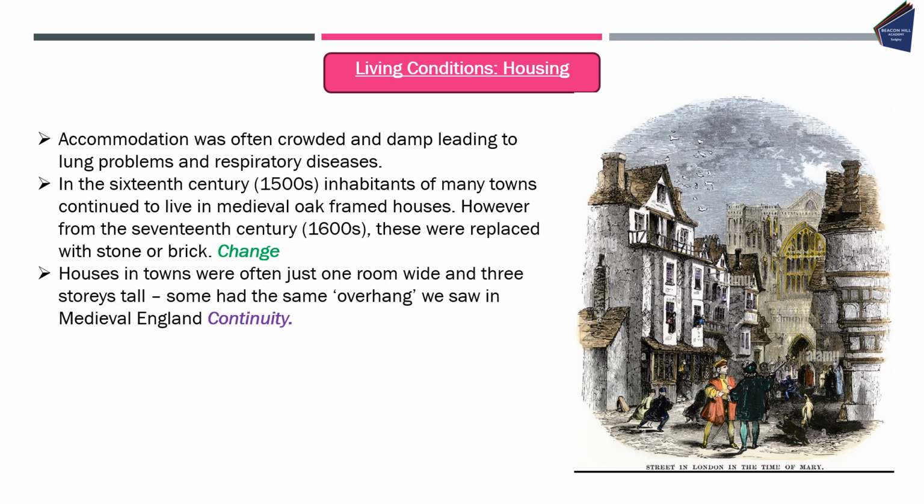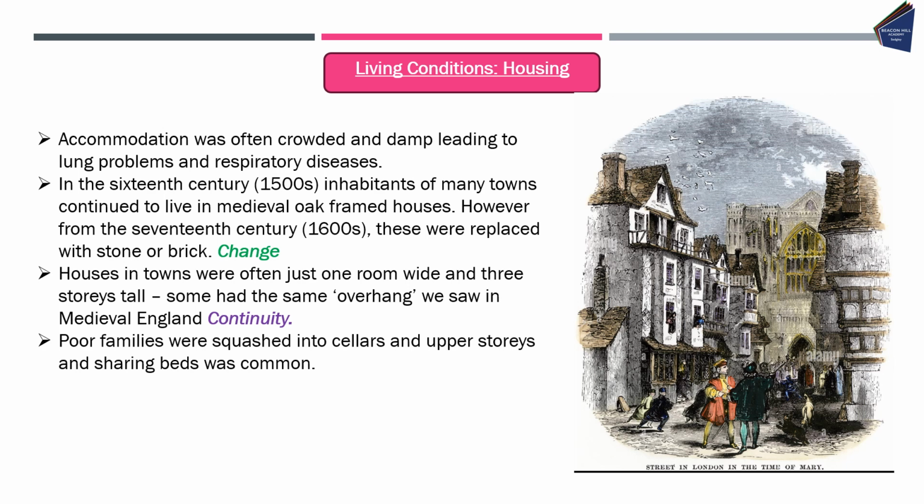In comparison, we've got some continuity, that houses in towns were still often just 1 room wide and 3 stories tall. Some had the same overhang that we saw in medieval England, so we have seen this before, so again, an example of continuity. And poor families were squashed into cellars and upper stories, and sharing beds was common. So we've seen a change in the fact that people are starting to move to towns. The majority of people are still living in rural areas, but those who do live in towns do not have nice living conditions.